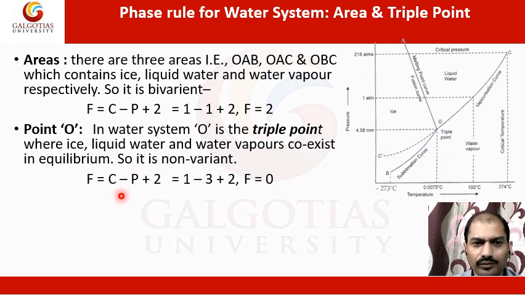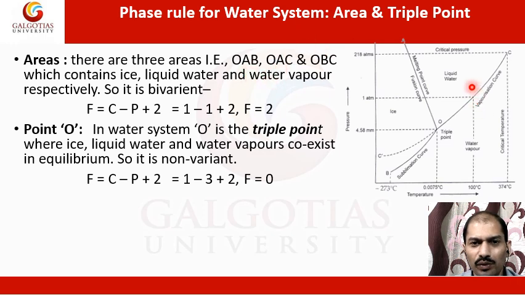So from the equation F equals C minus P plus 2, it will come to 0. So the degree of freedom is 0, which is called non-variant. You have to be very clear how to calculate the triple point, and with respect to an area, whether that is bivariant or monovariant.